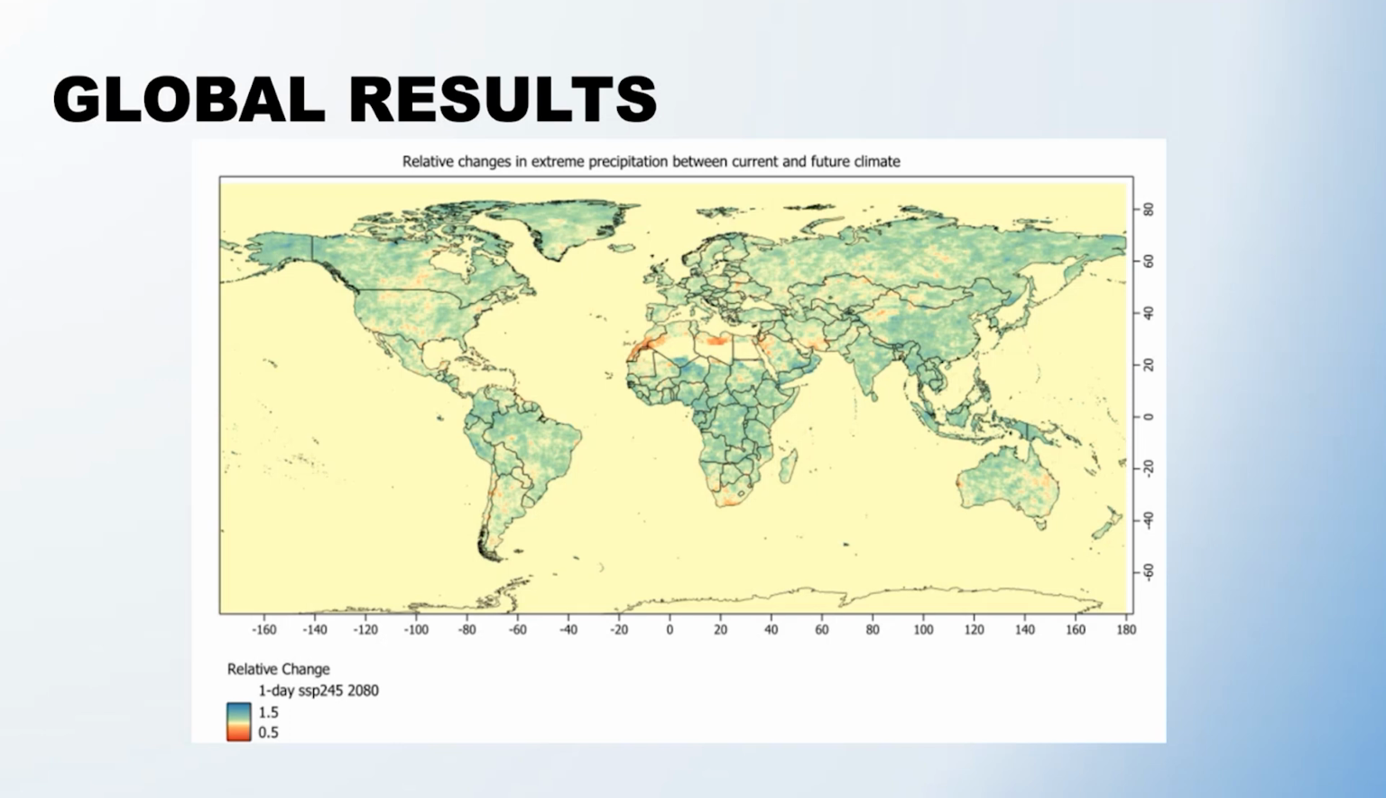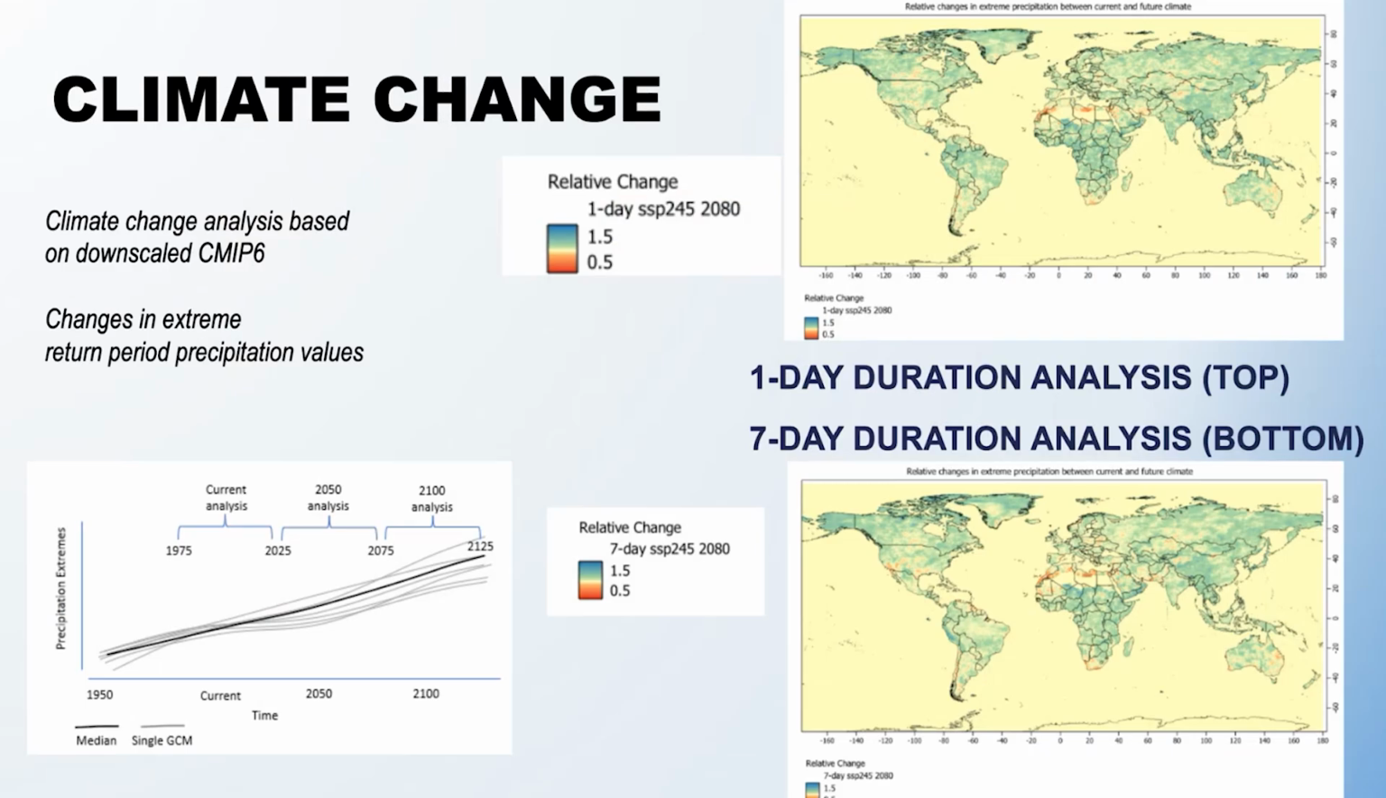Now, this doesn't necessarily link directly with the yearly water balance. So it doesn't mean that it's going to be drier for those areas or wetter for those areas. It's just the extreme precipitation. So those rare events, those are seeing this change within those models.